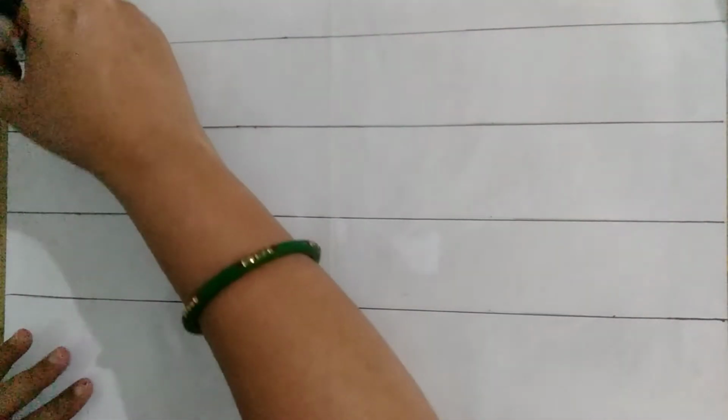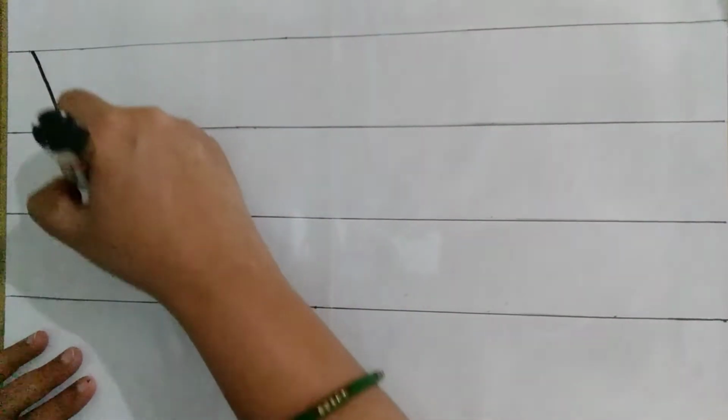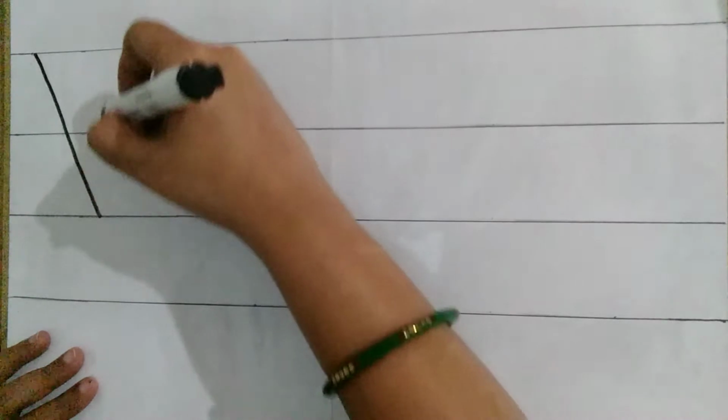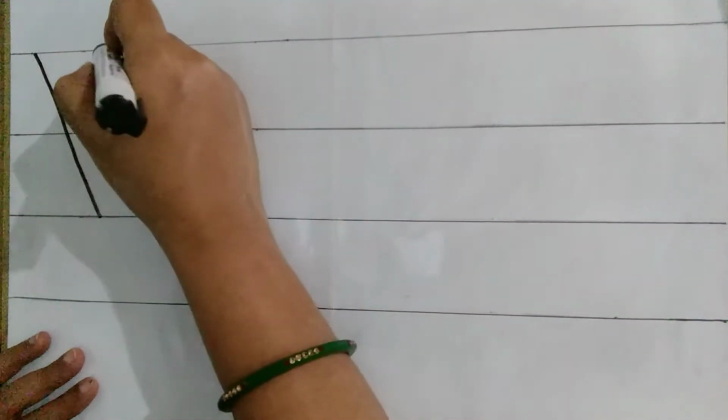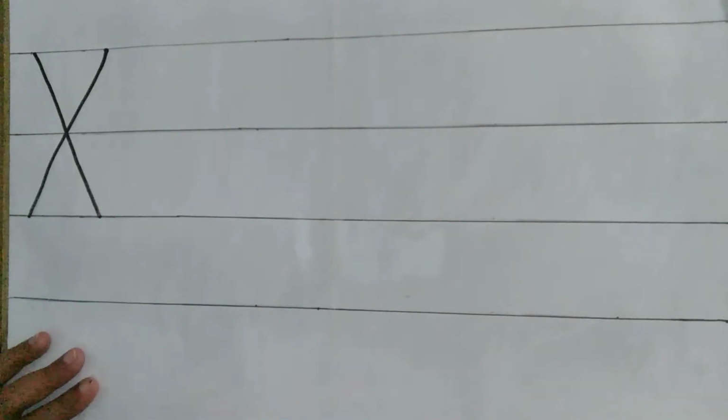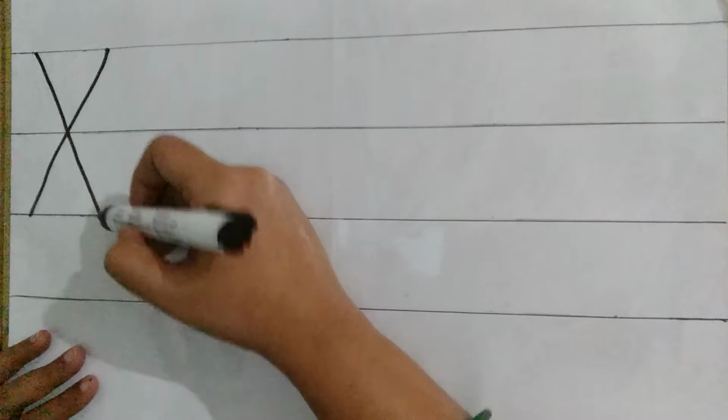Everyone, today we are going to learn how to write the English letter X. First we will write the capital letter: a big slant line, then we go to the top line again at this level here, and then we make a cross. These two lines will cross on the second line. These 2 points are at the same level, these 2 points are at the same level. So this is capital X.